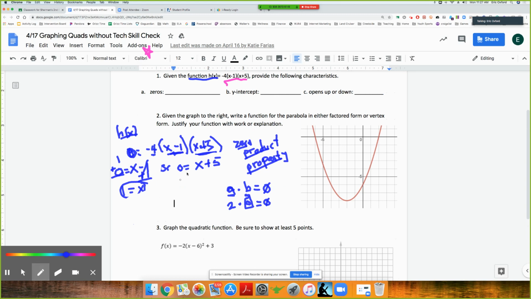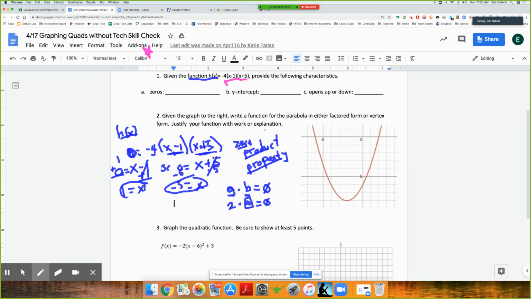Okay, so now we're going to find the other 0, and that's right here. 0 equals x plus 5. So what would I have to do to solve this for x? Subtract 5. Okay, so that's 0. And then what's 0 minus 5? Negative 5. So my other 0 is negative 5.